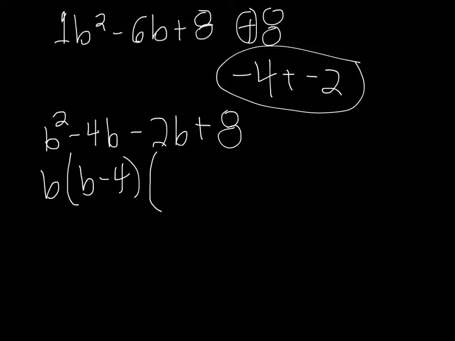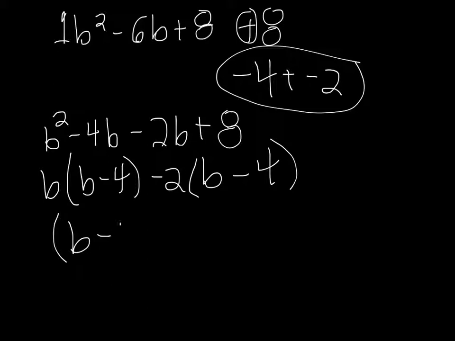Then you can take out b, and then it's b minus 4. Then we take out negative 2 like that, and get b minus 4. So then it's b minus 4 times b minus 2. Oh, we did it.